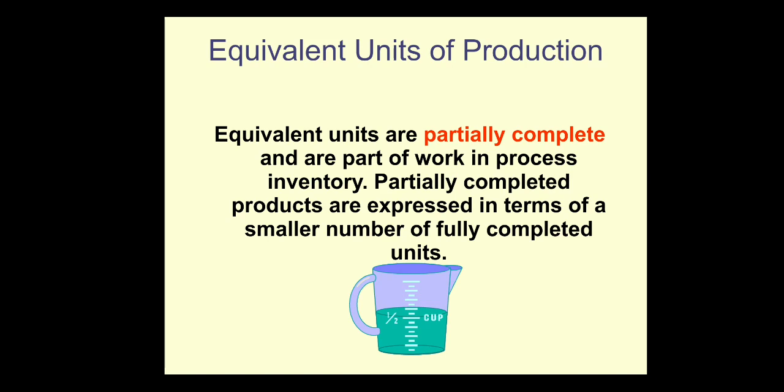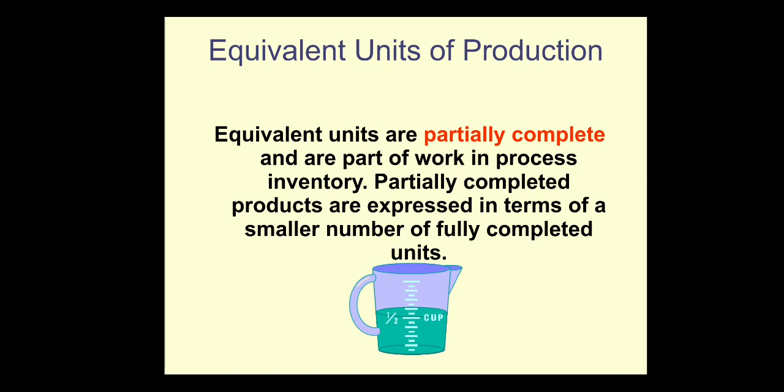Okay, now this is the next thing that you have to know before you can calculate cost per unit using process costing system. So this thing is called equivalent unit of production. This is not difficult. You see here the first point, equivalent units are partially complete and are part of work in process inventory. Partially completed products are expressed in terms of a smaller number of fully completed units.